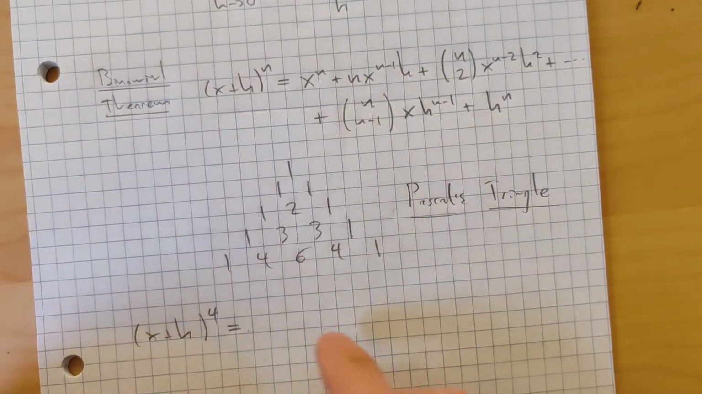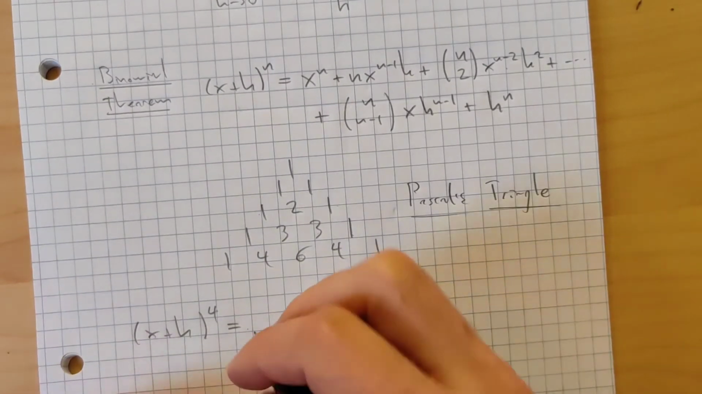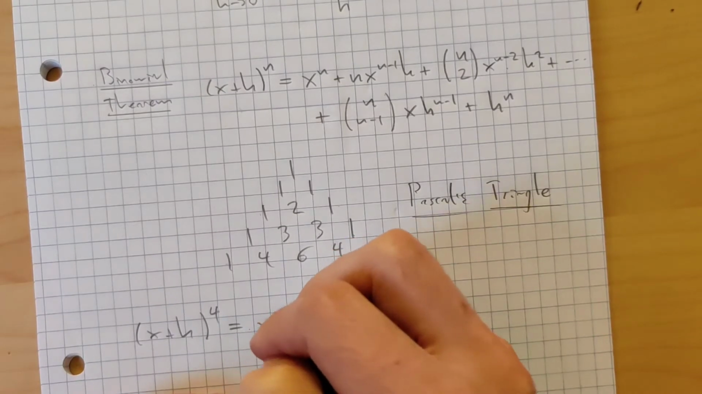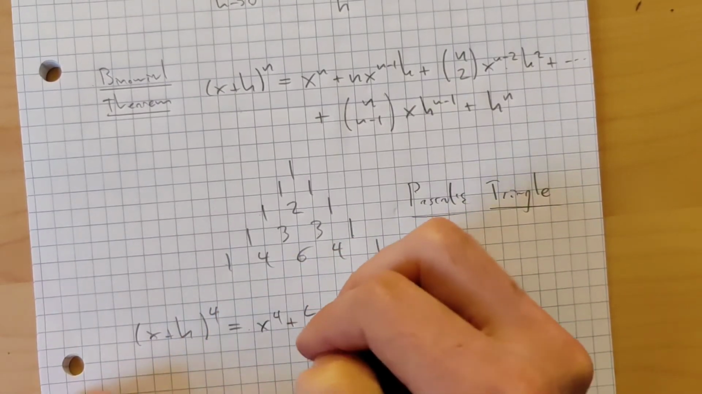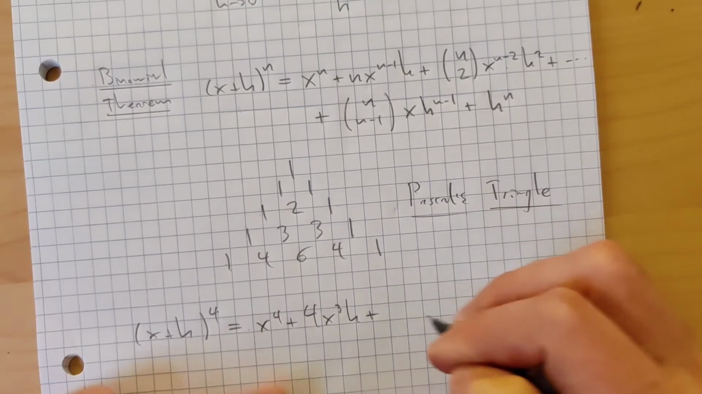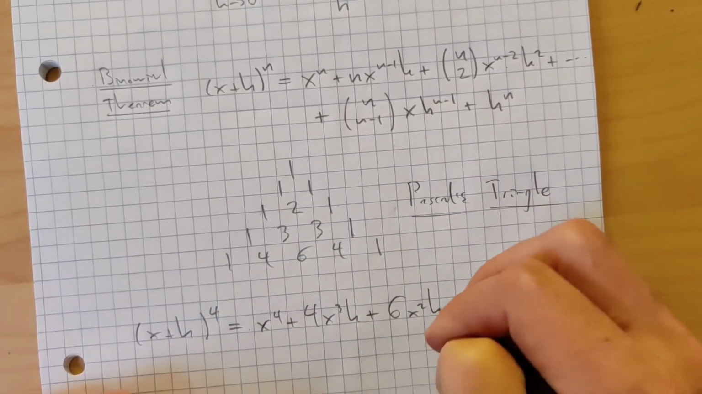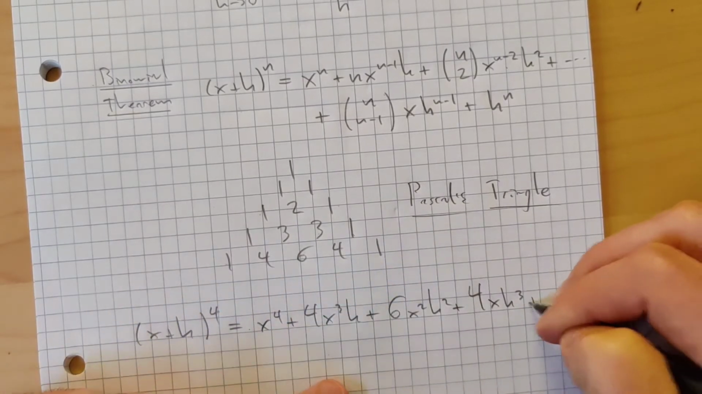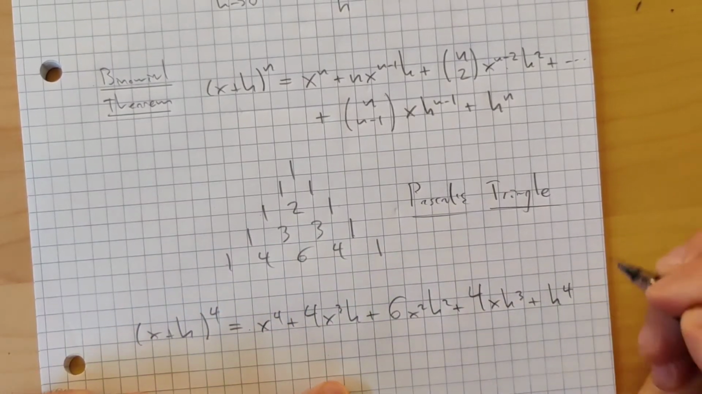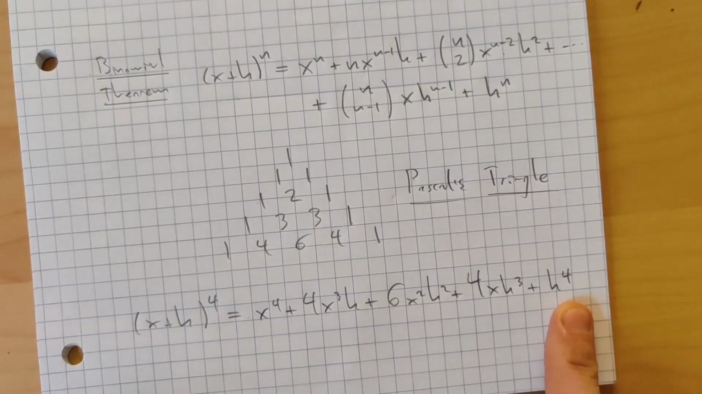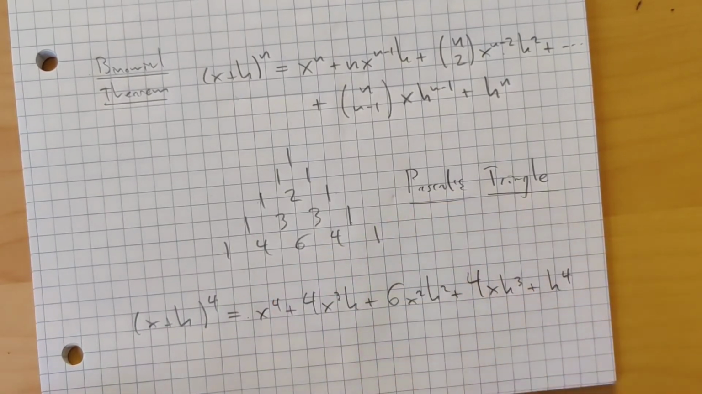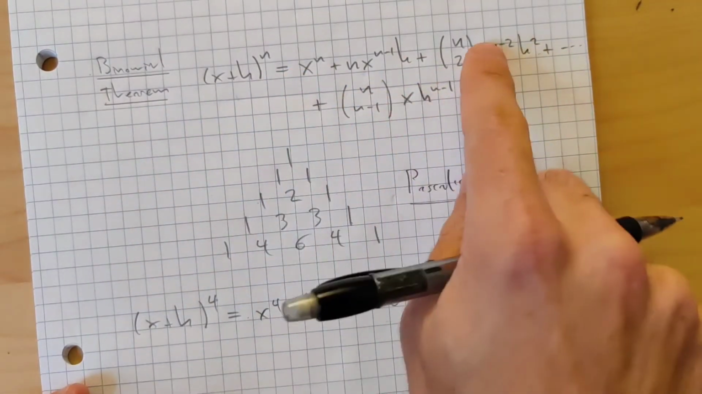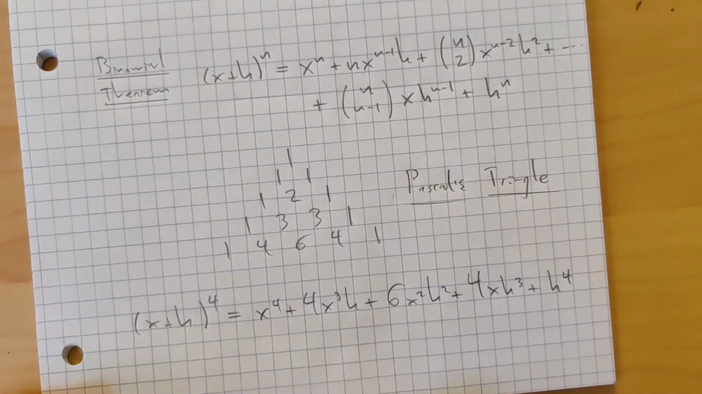If I wanted to do x plus h to the power 5, I'd have to make the next row. But these numbers tell me when I expand out x plus h to the 4, I get x to the 4 plus 4 x to the 3 times h plus 6 x squared h squared plus 4 x h cubed plus 1 times h to the 4. So you can write out these expansions really efficiently with this nice trick, the binomial theorem. And the binomial theorem says the expansion looks like this, where these numbers, as I go across, are the numbers that appear in Pascal's triangle.